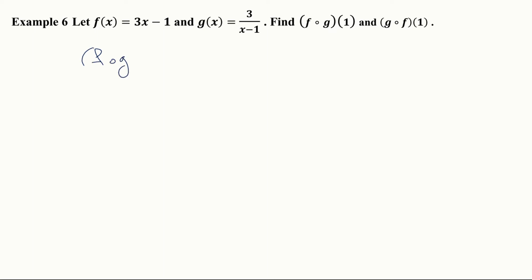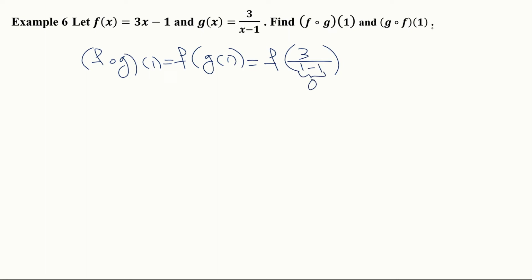Now, f circle g of 1 basically by definition means f of g of 1, right? So that's f of 3 over 1 minus 1. We know this is 0, so this becomes what? Undefined. Therefore, this is going to be undefined, okay? Now, this doesn't necessarily happen with g circle f of 1. So don't automatically assume that's going to happen.